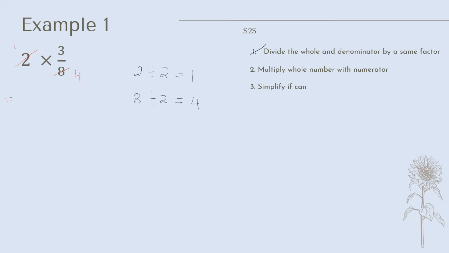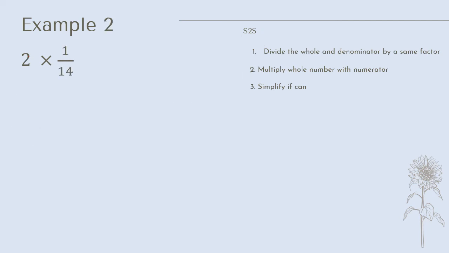So we have 1 times 3 out of 4, and then we are back to our step from our previous lesson where we multiply the whole with the numerator. So 1 times 3 gives us 3 and the denominator stays the same. So that is step 2. Step 3, simplify if can. Can you reduce 3 out of 4 into a smaller fraction? If you can't, then the answer stays as 3 out of 4.